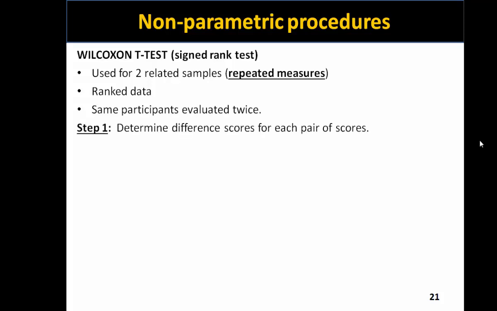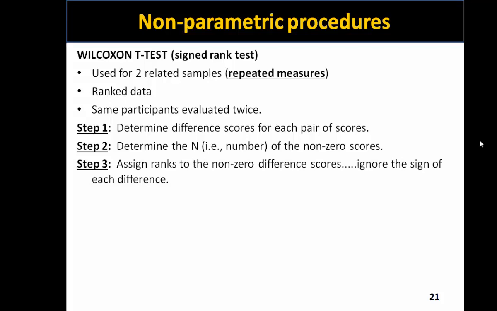evaluated twice. So the steps involved with this process is to determine difference scores for each pair of scores, and we'll see that on slide 24 here shortly. The number of the non-zero scores are then determined. So if the first score of one participant is equal to the second score of that same participant, it is a zero score and will not be used in the final tally of the numbers.